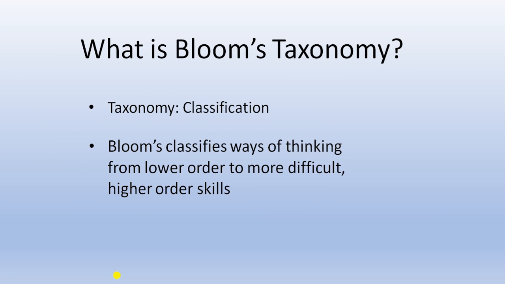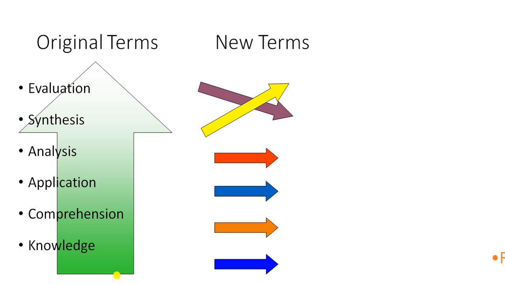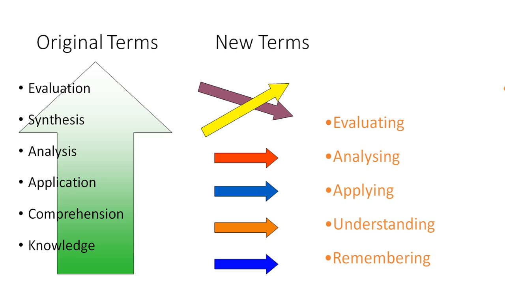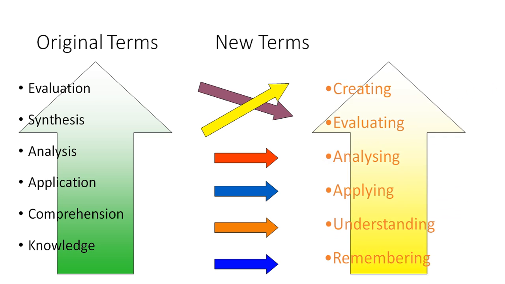So we can say that Bloom's taxonomy classifies ways of thinking from lower order to more difficult, higher order skills. The original terms were given by Benjamin Bloom in 1956. We will see them from bottom to top. The first is knowledge, then comprehension, then application, analysis, synthesis, and evaluation.